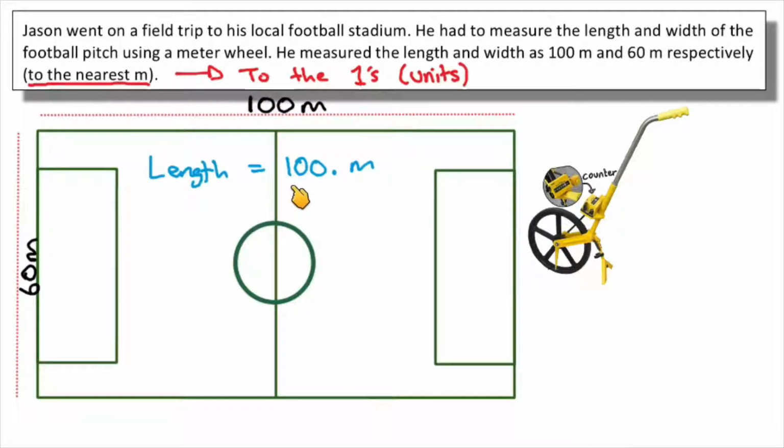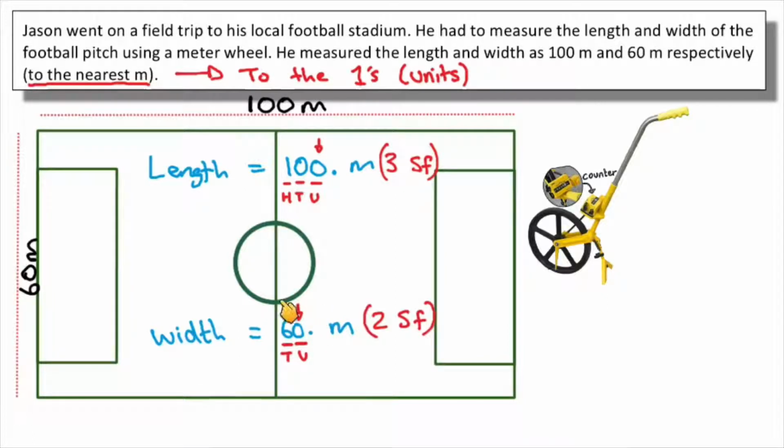The fact that the question says to the nearest meter means that they've measured it to the nearest unit. The length is 100 meters. So if we think about the hundreds, the tens and the units, they've measured it to the nearest meter, so to the nearest unit. That means that this measurement is correct to 3 significant figures. And if we take the width at 60 meters, remember they've measured it to the nearest meter, so this measurement is correct to 2 significant figures. This digit could have been 1, 2, 3, 4, 5, 6, 7, 8 or 9. It just happens to be the case that it's 0, 60 meters.